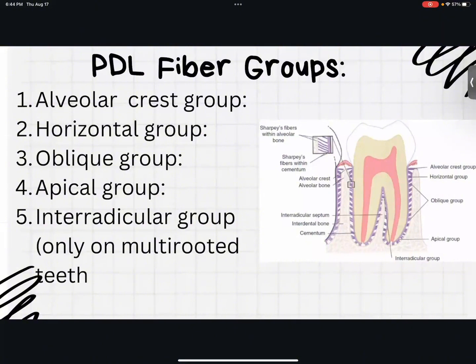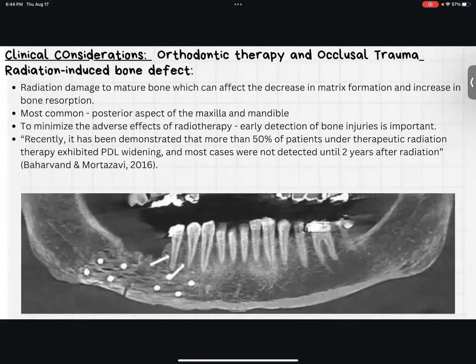Interradicular group is only found on multi-rooted teeth because it is located between the roots, and it resists vertical and lateral movement. There are 2 common clinical considerations: orthodontic therapy and occlusal trauma, which is caused by grinding, clenching, and wearing braces, Invisalign, or retainers, which can disrupt the PDL.